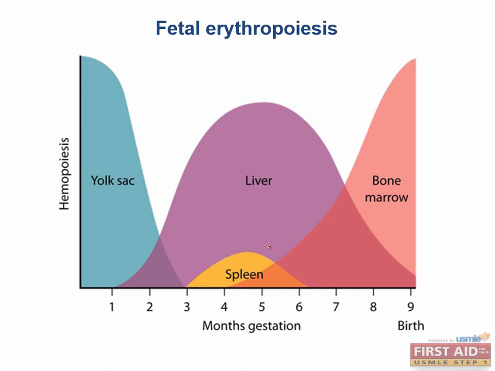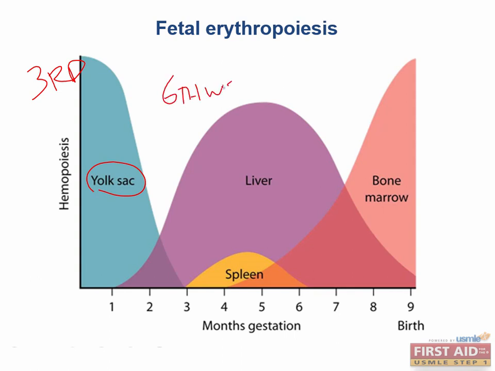Fetal erythropoiesis. This is a high yield topic. Let me say that again. Super high yield, gotta know this. Erythropoiesis begins in the 3rd week of development when the first blood cells arise in the yolk sac. This site of blood formation is only temporary.